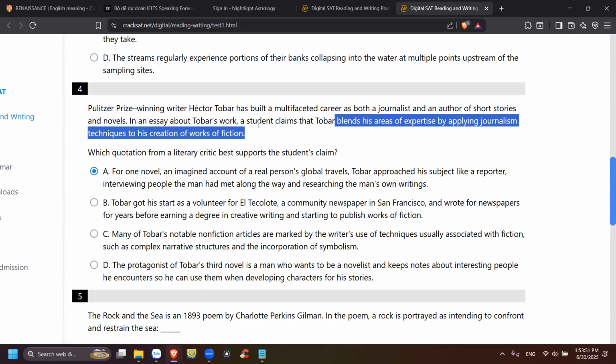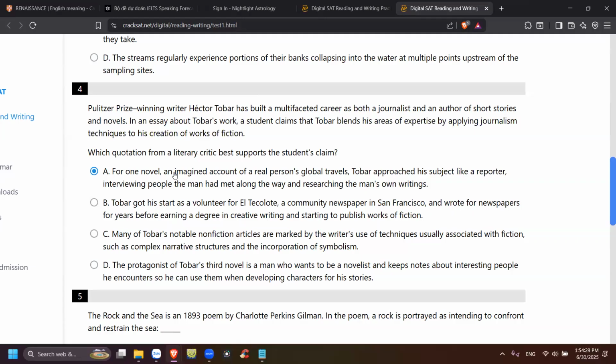Wait, but the technique he uses in C is about fiction. Like he used fiction to write the nonfiction, right? But A is the opposite. So which one do you choose? Read carefully, please. Because the question is about applying journalism to fiction. Yes, so it's not C for me. It has to be A. Yes, correct. Very good. You got it.